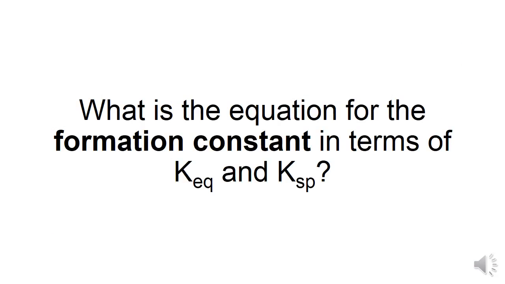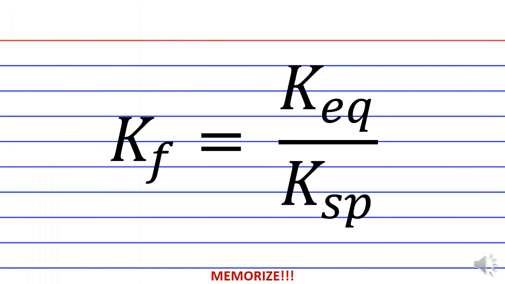All right, so what is the equation for the formation constant? That's K sub F in terms of KEQ and KSP, where KEQ is the equilibrium constant and KSP is the solubility product constant. Okay, so sorry for this. I'm not sure why this is happening. Okay, so K sub F equals KEQ divided by KSP. So take it all in and definitely memorize this formula.